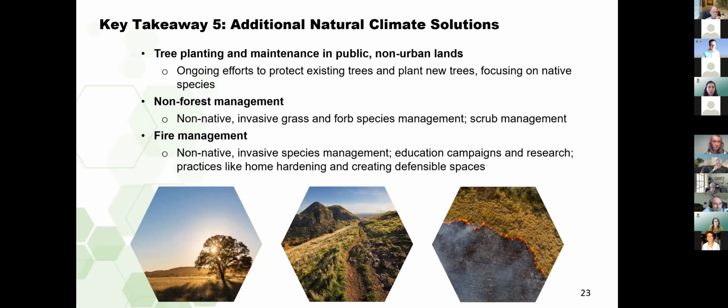Also, each of these natural climate solutions produce important co-benefits for the region, like providing habitat for native species, promoting regional biodiversity, improving air quality, and supporting ecological resilience, to name a few.